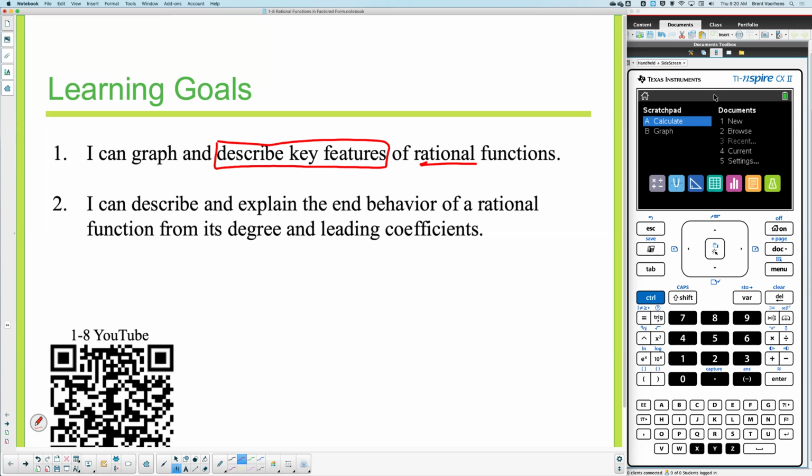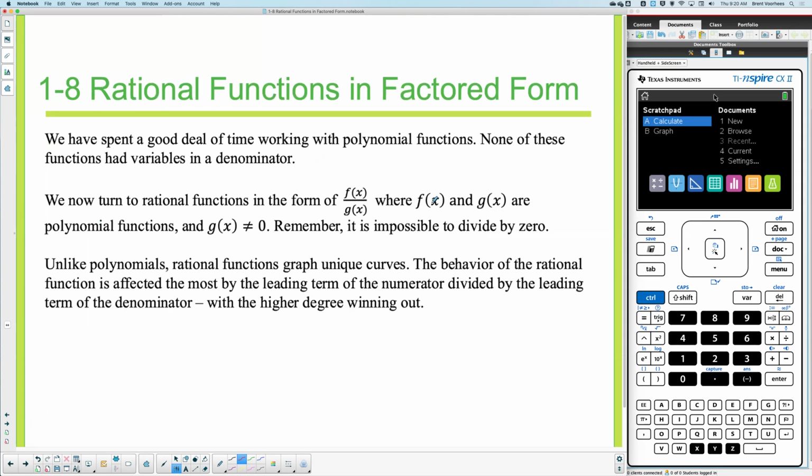If you learn how to graph, great. But more importantly, I want you to know how to find the key features. That's what I'm going to focus on today. Now, what is a rational function? Well, on the next slide, it tells us a rational function is any function that can be written in this form right here. So if you go to your next slide, just go ahead and circle that up.